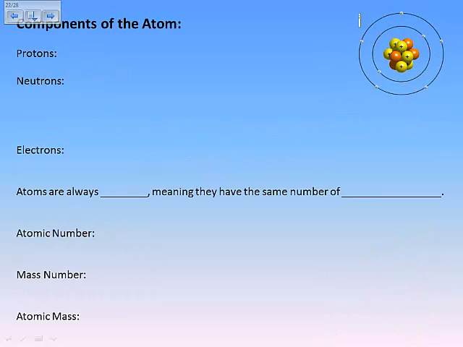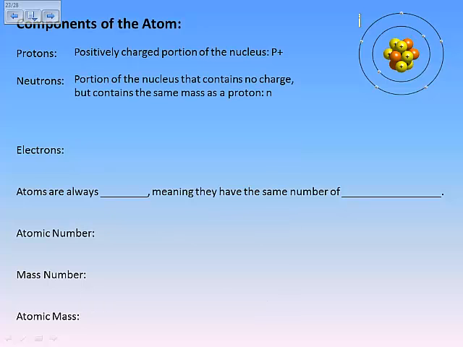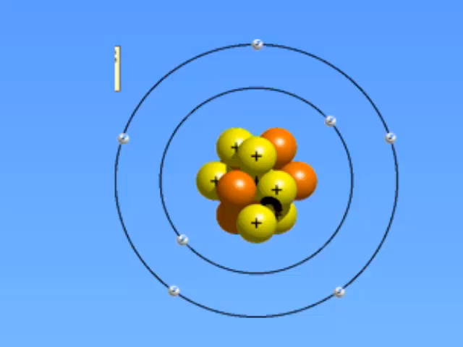Over here on the left you have all three components of the atom. You need to be able to define them, what their charge is, and what their role in the atom is. So the protons are positively charged portions of the nucleus, whereas neutrons are still part of the nucleus, but they contain no charge. If you take a look over here on the right, at the atom, you have your protons mixing with your neutrons right there. That forms the central dense nucleus that we were talking about with the Rutherford experiment.